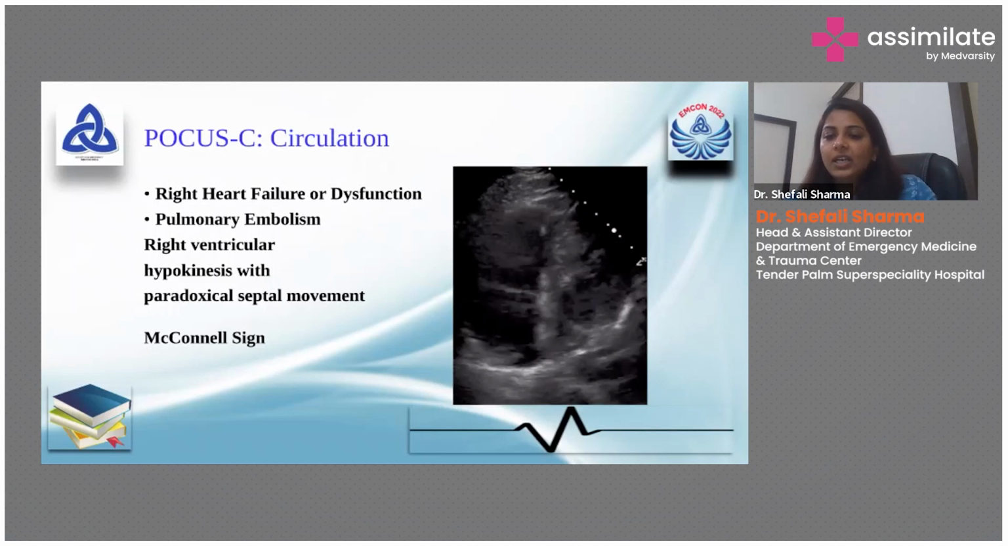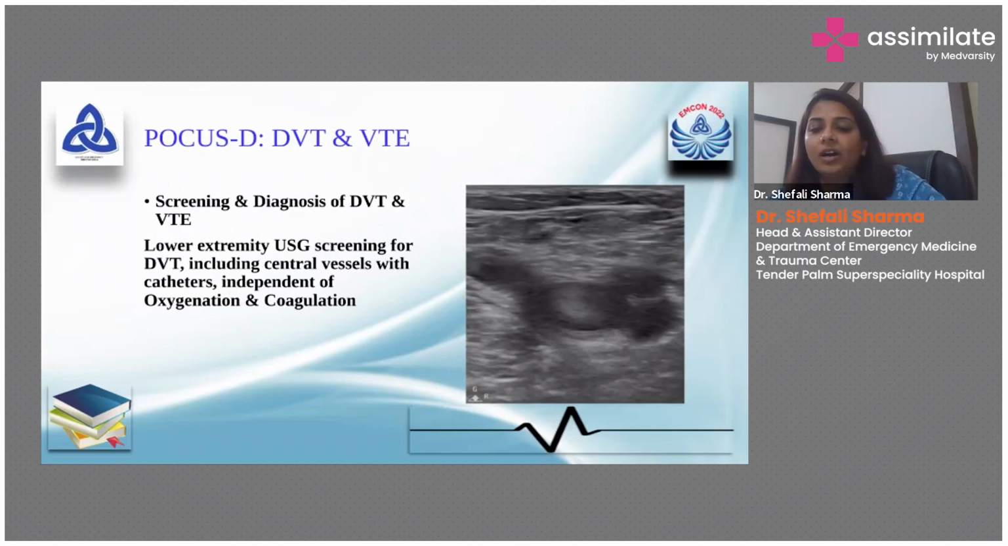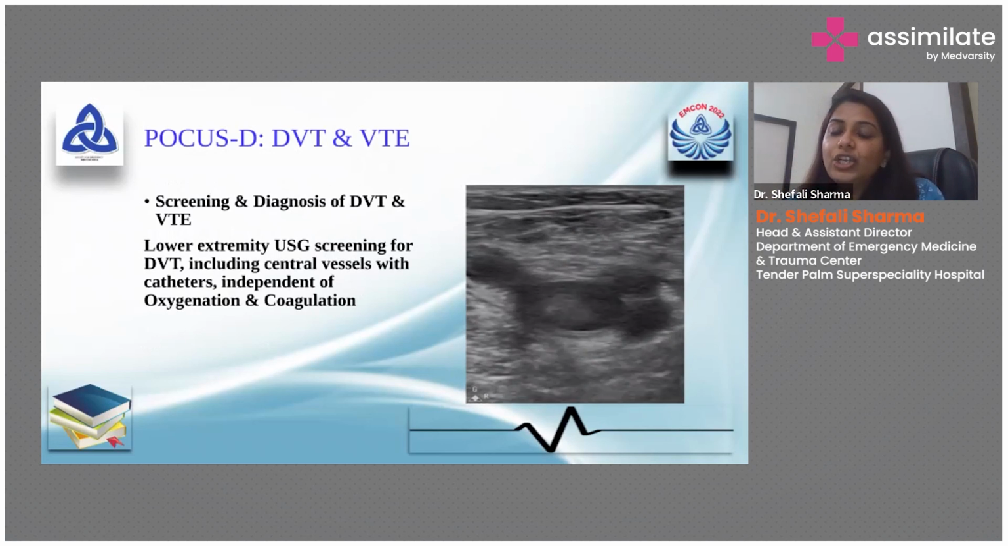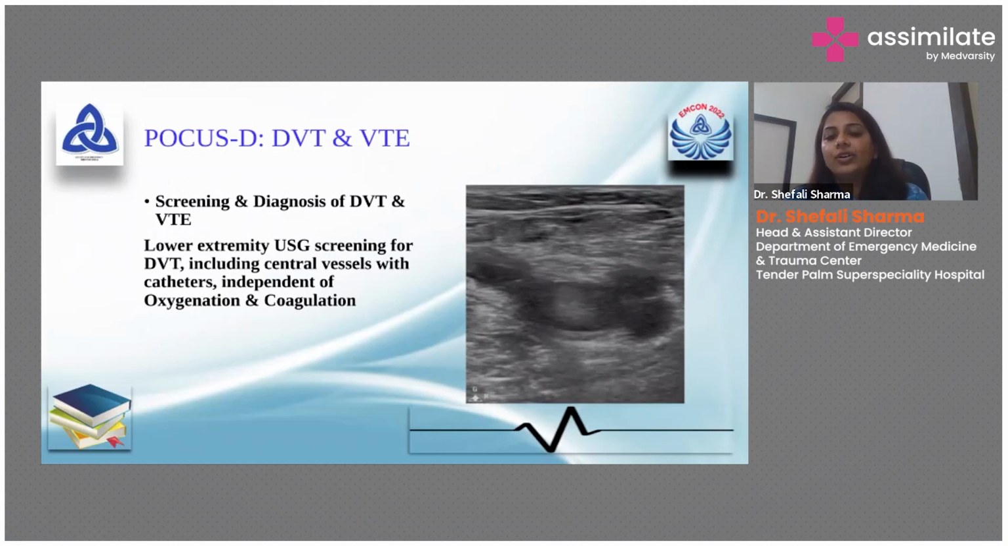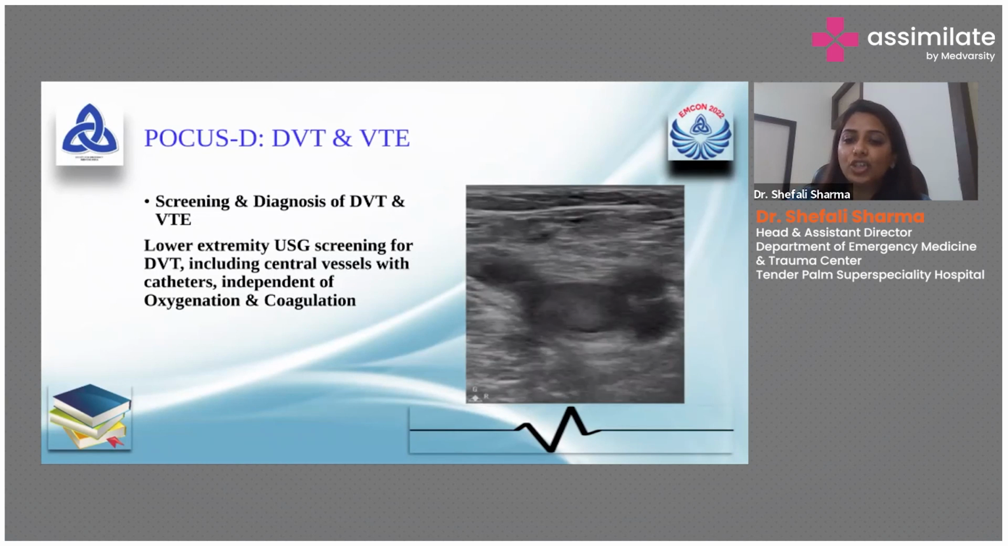Now, DVT and venous thromboembolism. In DVT, that is deep venous thrombosis, you check the leg veins, mostly the saphenous at the ankle level, the popliteal at the knee level, and the femoral vein at the groin or inguinal level. What we check is whether there is any thrombus present in the vein and whether the vein is compressible or not.